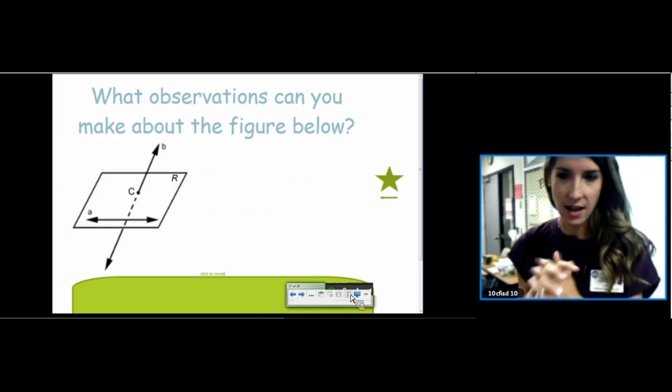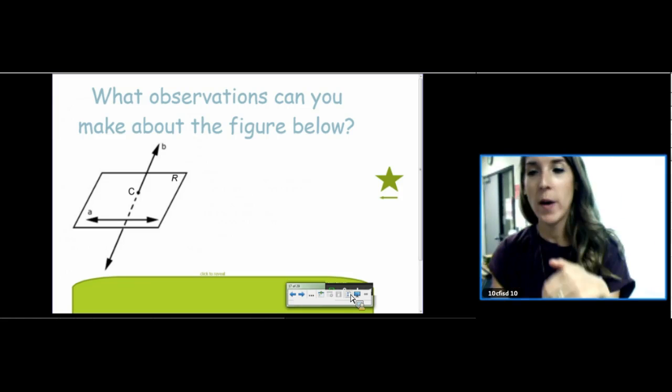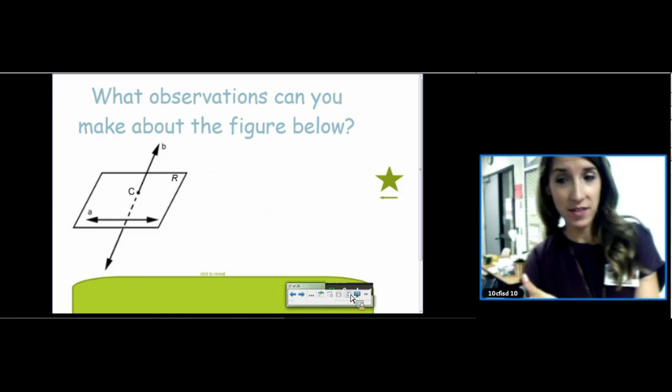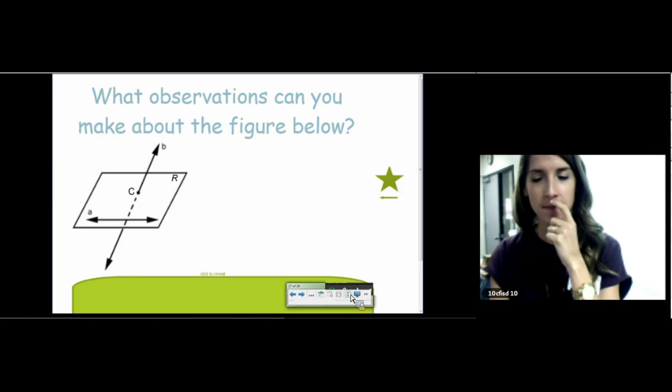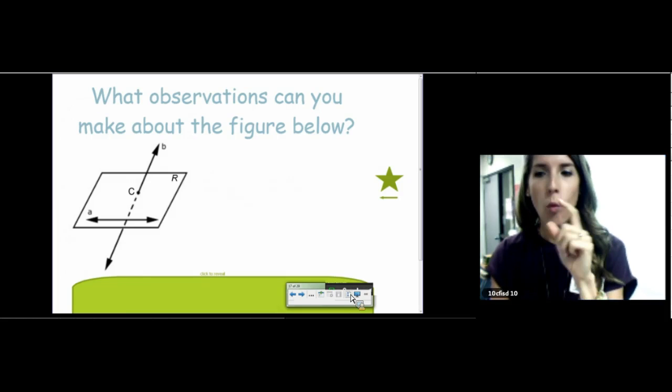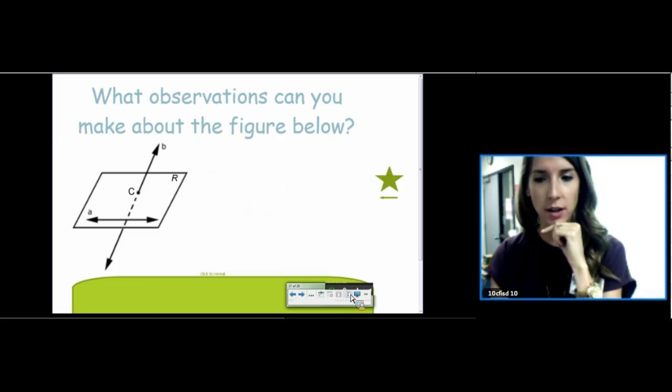What is happening in this figure? Good point. Someone said skew lines, which we haven't even gone over yet, and someone said intersecting lines. Interesting. Why is there a dotted line in that picture? Why is there a dotted line?